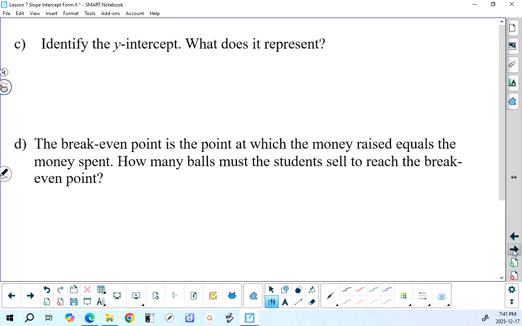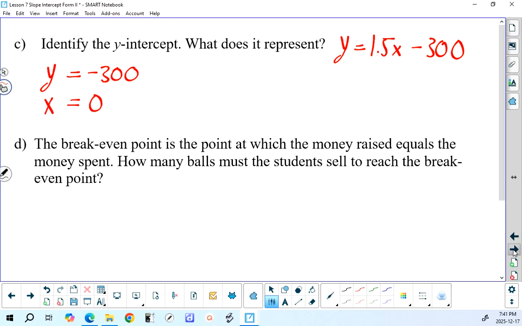What is the y-intercept? Well, again, I'll write the equation. The equation is y equals 1.5x minus 300. And I'm going to go back to my graph here. The y-intercept, by the way, is negative 300. And don't forget, the y-intercept is where x equals 0. Actually, in retrospect, I'm going to try to explain what the y-intercept represents without looking at the graph. This is 0 throws. A y-intercept is always where x equals 0. And this is negative $300 is the profit.